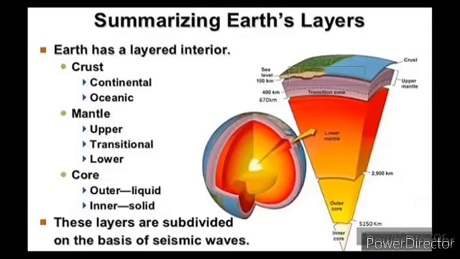Now, as I have said, the crust can be further subdivided into the upper crust and the lower crust. The boundary that separates the upper crust and the lower crust is known as the Conrad boundary. And finally, between the crust and the mantle there is another layer of discontinuity. We call it the Mohorovičić discontinuity.